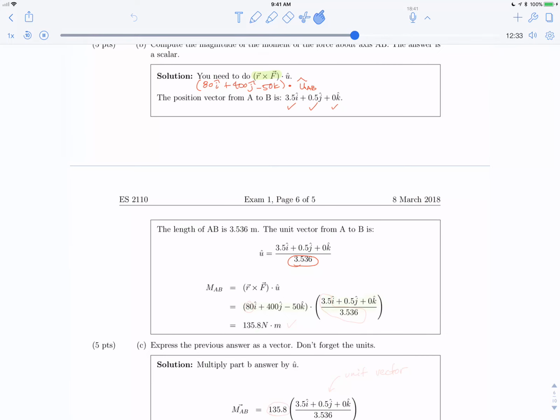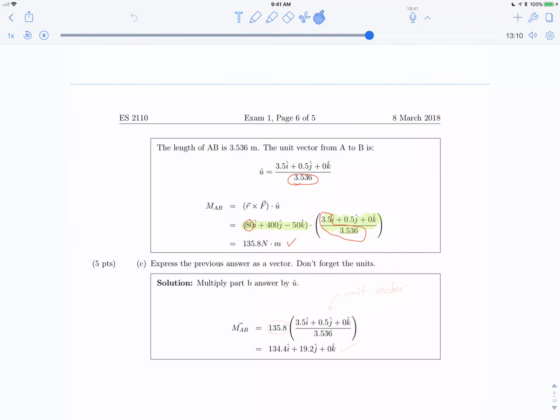Here, again, was the answer from part A, r cross F. We just got this unit vector here, and just do the dot product. And remember, to do the dot product, you take 80 times 3.5 over 3.6. Then you take 400 times the y component of the u, and then you take the 50 times the z component, which is 0, and you get this. So remember, the dot product is you multiply the x's, multiply the y's, multiply the z's, and add them all up.